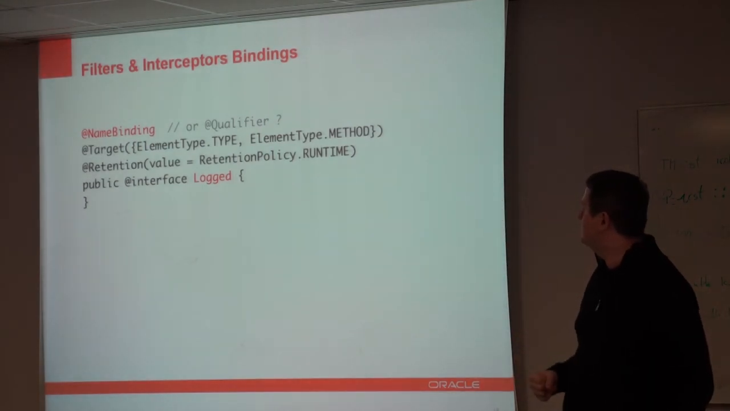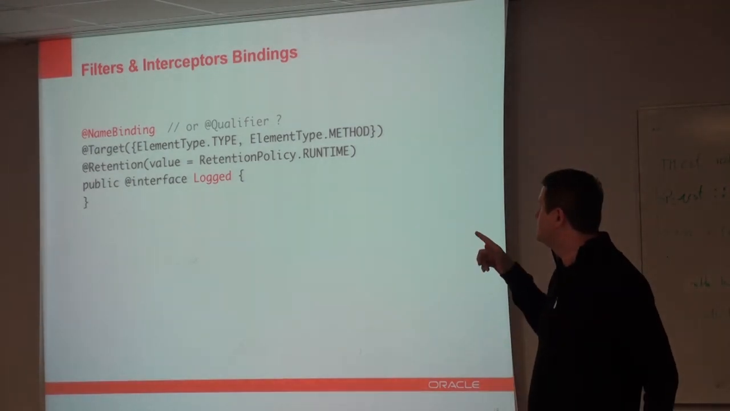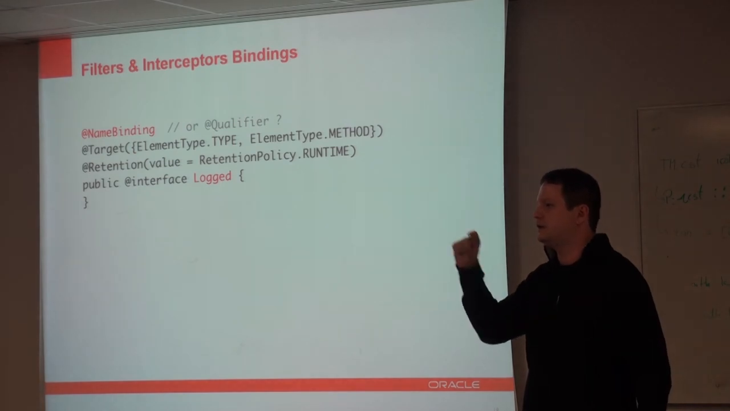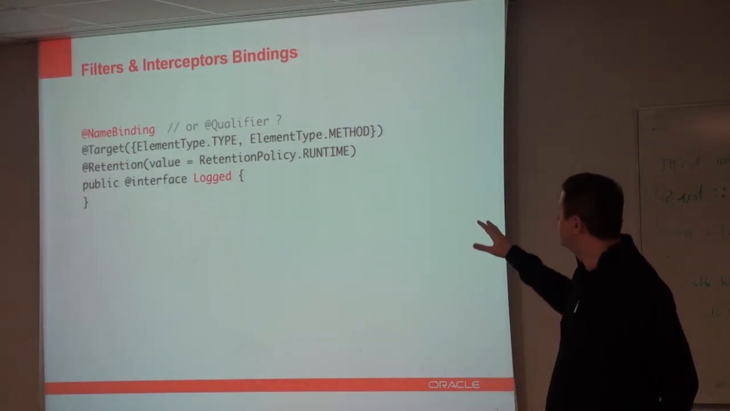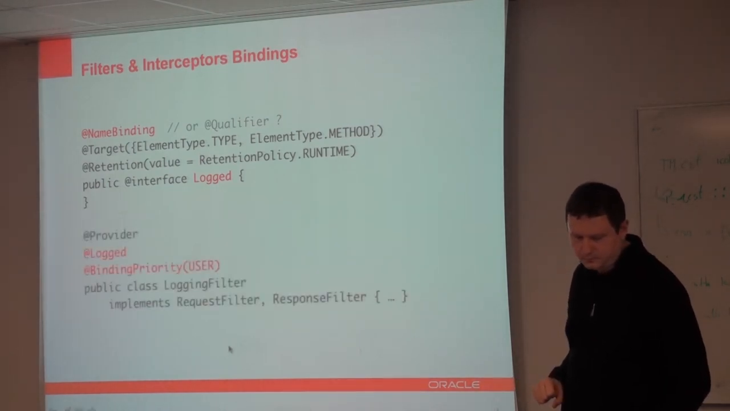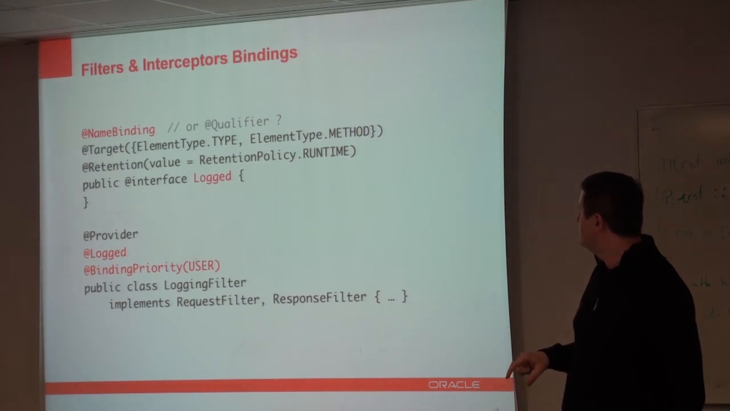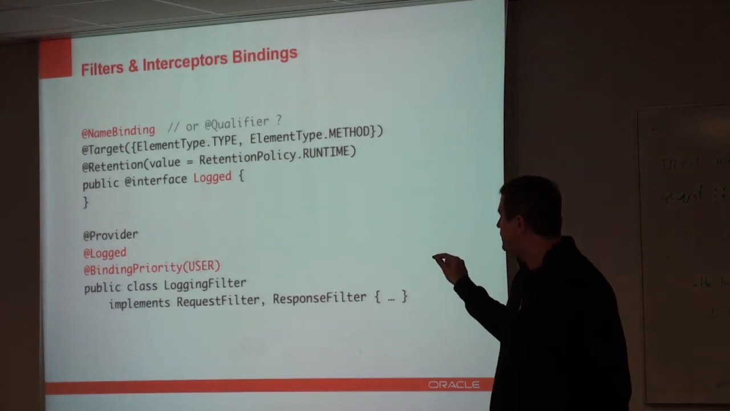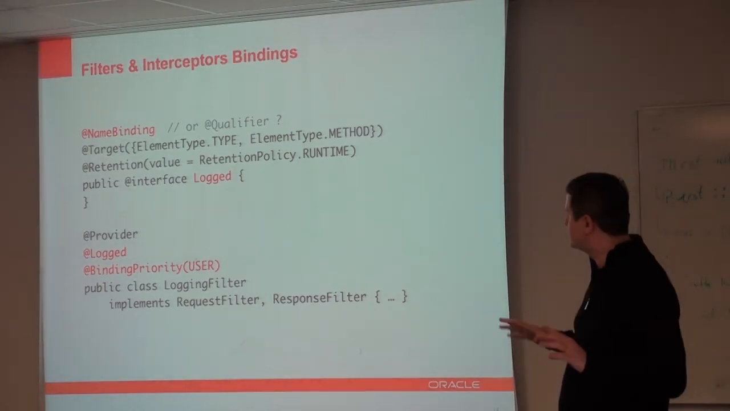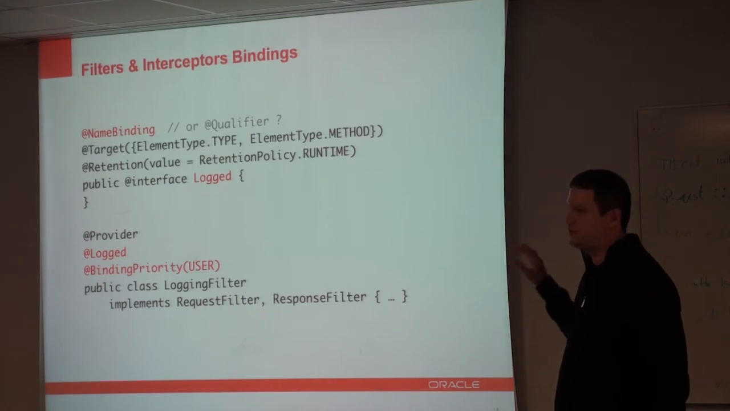So this name binding, similarly to what a qualifier does in JSR 330, is a meta annotation that lets you create a named annotation that you will use to bind the filter and the resource. So here I'm creating the Logged binding annotation. And on the next slide, at the bottom, I'm naming the logging filter, or binding it, with this Logged annotation. So far, I'm just saying that this is the logging filter which is identified by the Logged annotation, and I'm assigning it some priority.